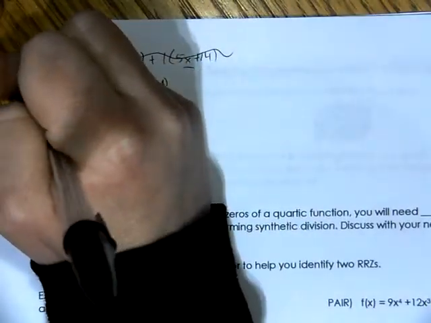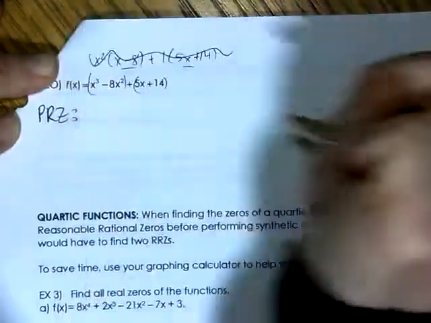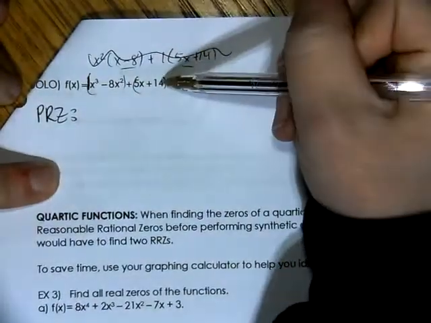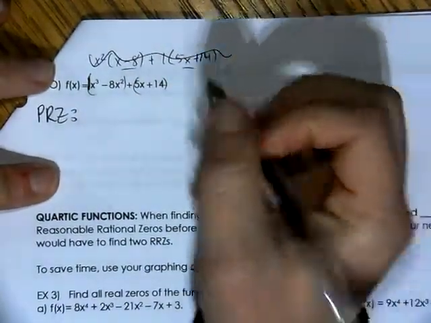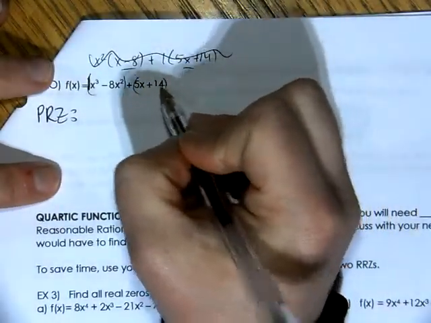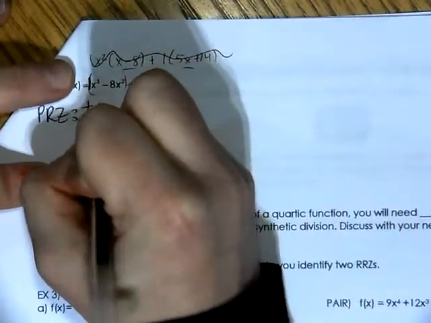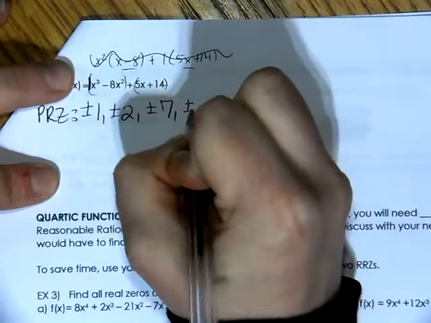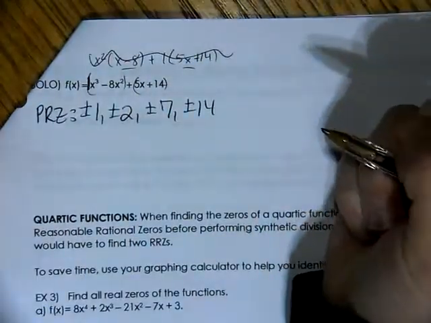So that means I need to identify my possible rational zeros. That's going to be my first step. And what's really nice is that my leading coefficient is 1 this time, so I'm only going to write down the factors of 14. So that is plus or minus 1, plus or minus 2, plus or minus 7, and plus or minus 14.